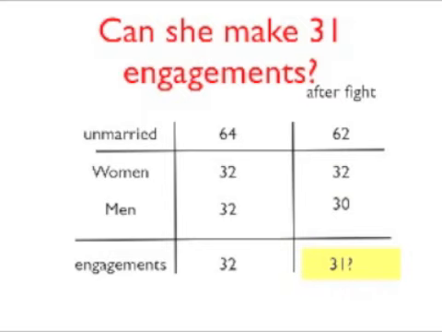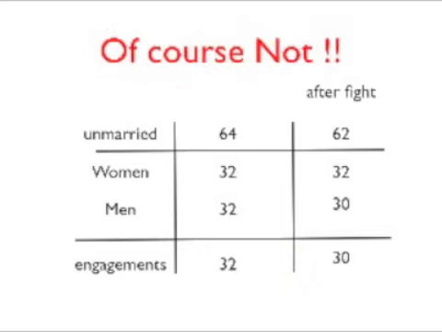Can the matchmaker make 31 engagements out of the remaining 62 people? Of course not. While there is an even number of individuals, 62, the matchmaker, after creating 30 matches, will find she is left with 2 women. Not a match, at least in terms of her original objective. Now back to the mutilated checkerboard problem.